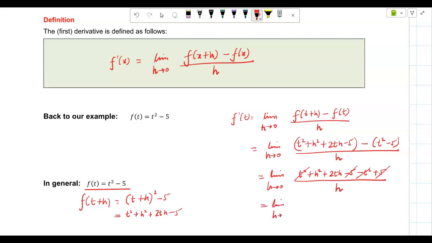Limit as h tends to 0. Take h common. What will we be left with? h plus 2t upon h. So we have h plus 2t, and this h and this h cancel out. So limit is h plus 2t. Now remember, your h is very small. h approaching 0 means h is very small, it can be ignored. So the answer is 2t.